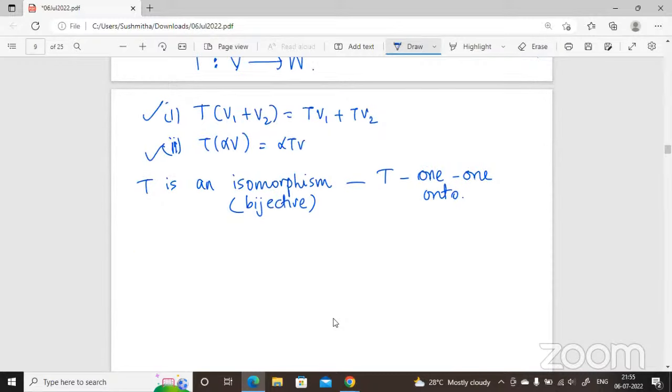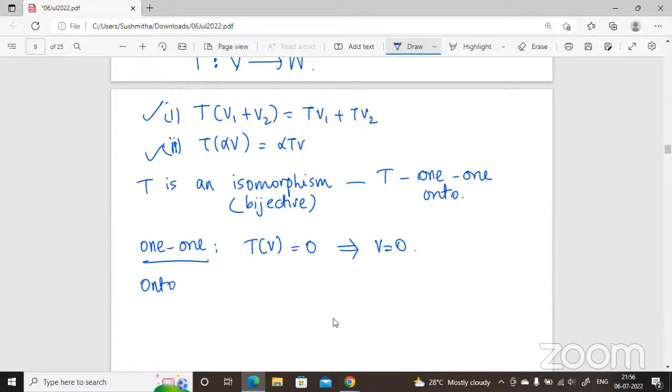When do you say a linear transformation is one-to-one? T of 0 equals 0. T of V equals 0 only if V equals 0. So T of V equal to 0 implies V equal to 0. That's all you should check. Whenever you're asked to check whether a linear transformation is one-to-one, you just have to do this.